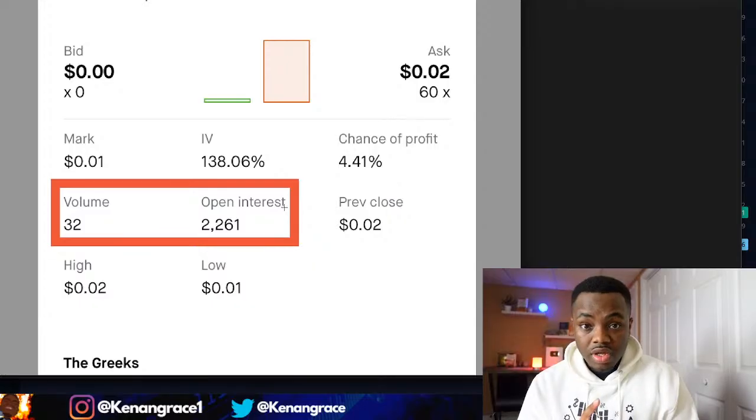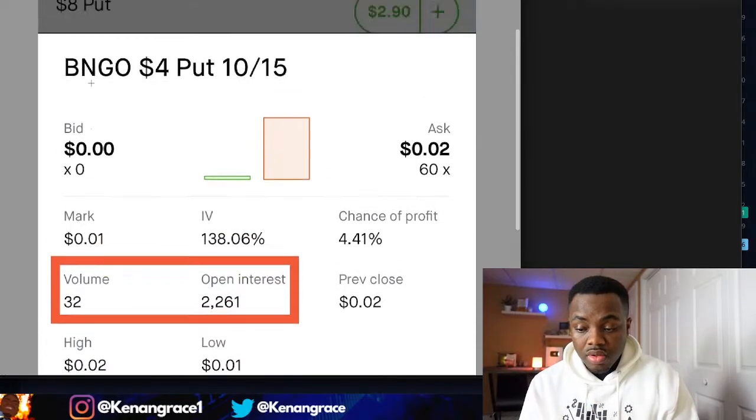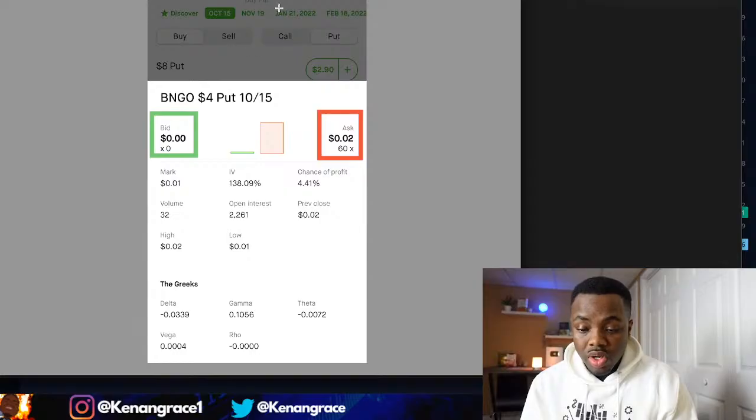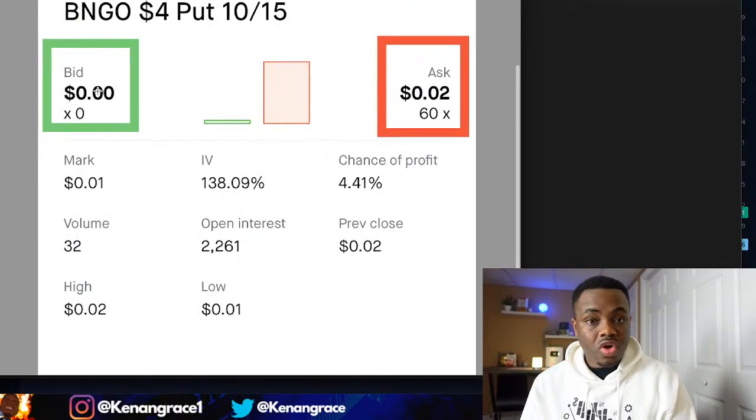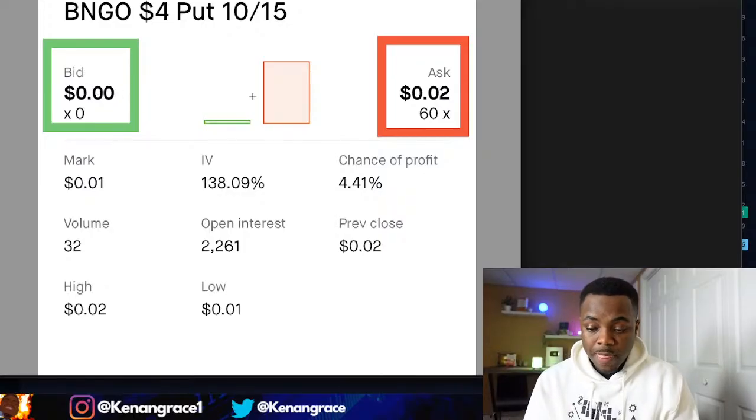Now, notice, look at the bid. There's no one buying this. At this very moment, there's no one trying to buy this. So the bid, literally no one wants it at this moment. But notice the ask. There are 60 contracts of this one being sold for $2. 60 of them.